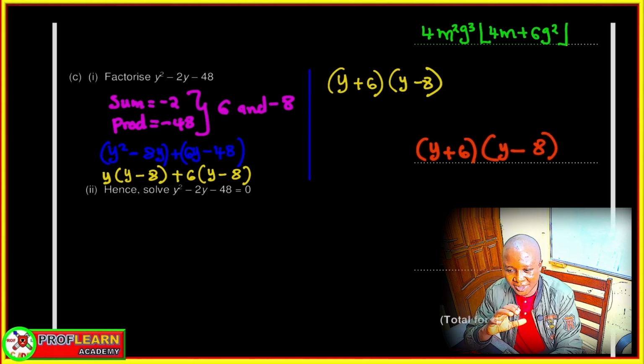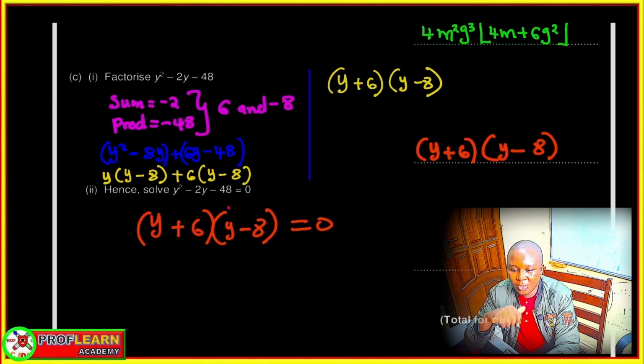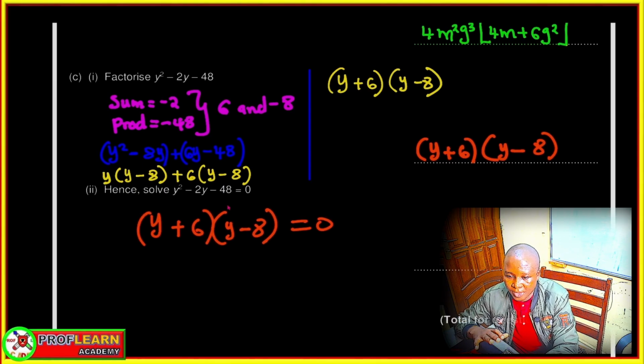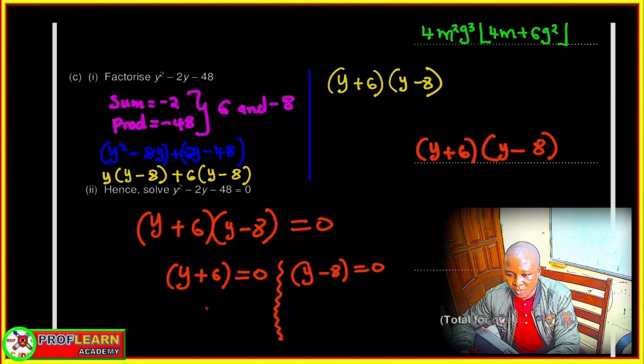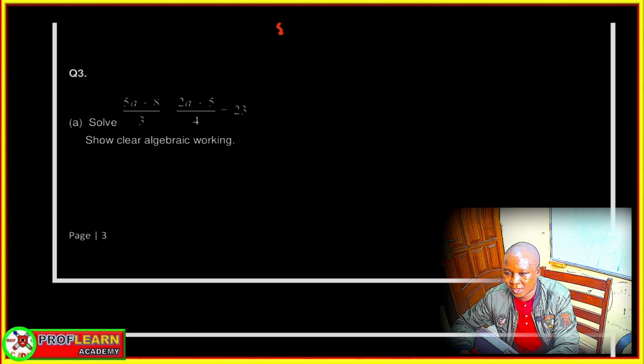Now once you have gotten this, to solve, you are going to take the factorized form that we have gotten up here so that we can equate it to 0. If y plus 6 and y minus 8 equals 0, then it means that any of them is equal to 0. Then we can take 6 to the other side and 8 to the other side. We shall have our solution as y is 8, or y is minus 6.